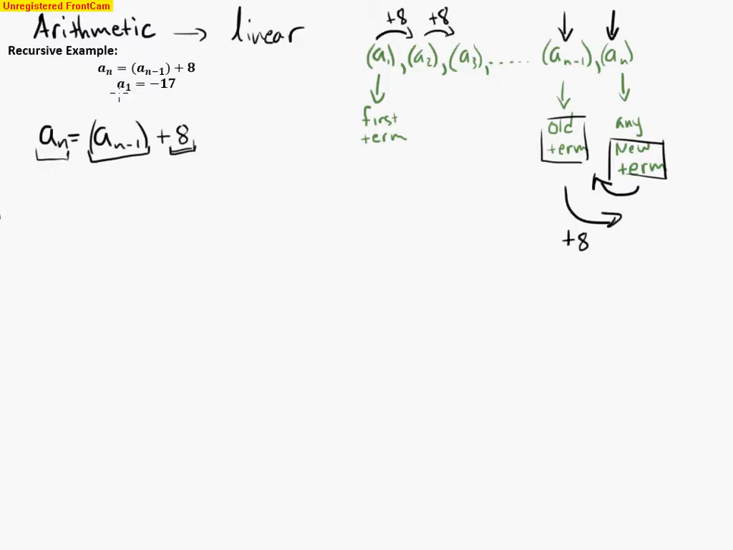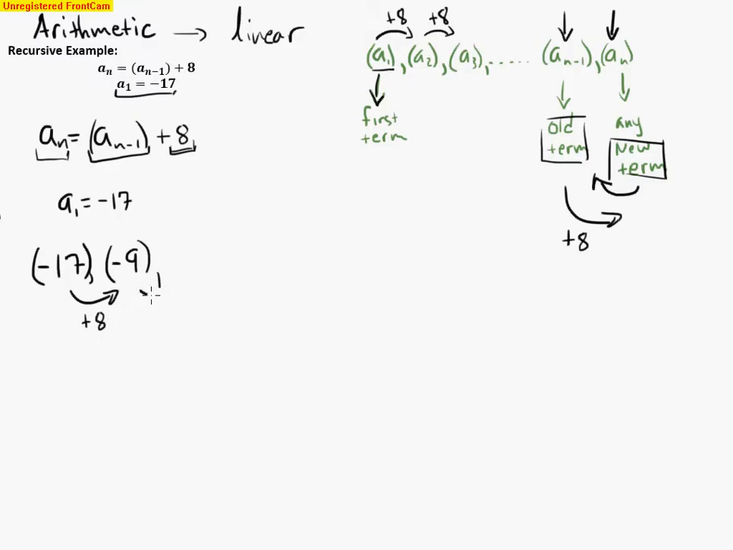Now I do have to pay attention to this part. It says that a1 equals negative 17. Knowing my sequence notation, a1 has to be my first term. So if I was going to list this out, my first term is negative 17. Next term, what do I do? Well, I should add 8 every single time. So plus 8. If you take negative 17 plus 8, you should get negative 9.